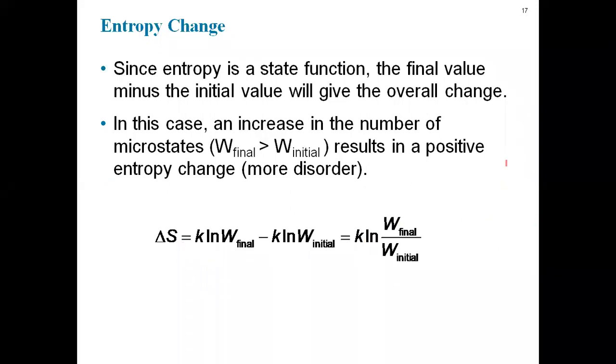So this is a very useful way we are going to use the Boltzmann equation in this class. We can think about when we can have a delta S positive and when we can have a delta S negative. So the conclusion is when you have more disorder, or more microstates, then your delta S is positive, or larger than 0.